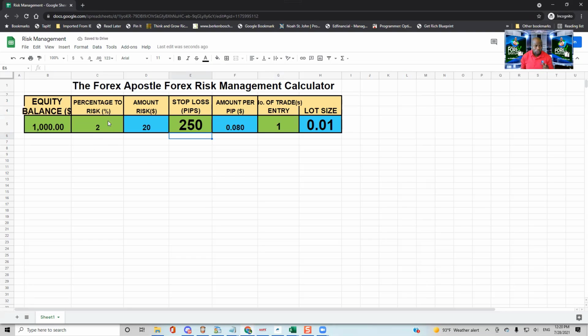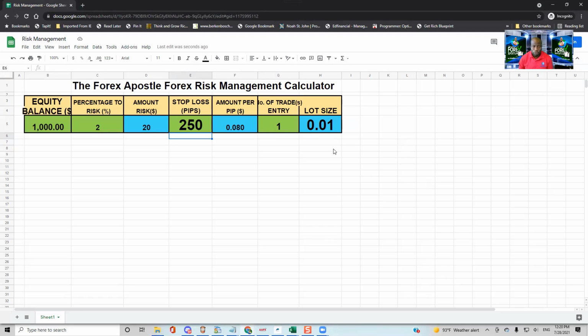So it therefore means that you are still risking 2% of your account. The amount you are risking right now will be $20. The pips you are risking is 250. So this will now be 8 cents per pip. So the lot size you should be trading on this kind of account will be 0.01.